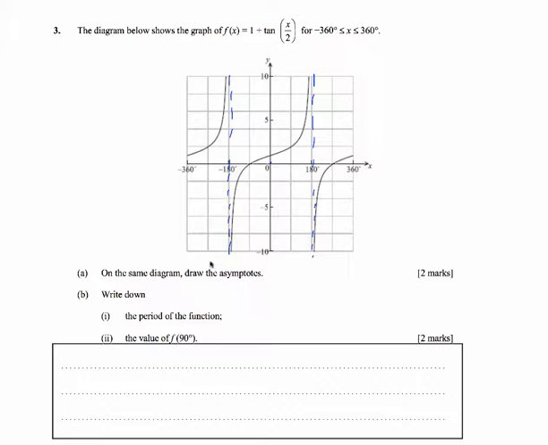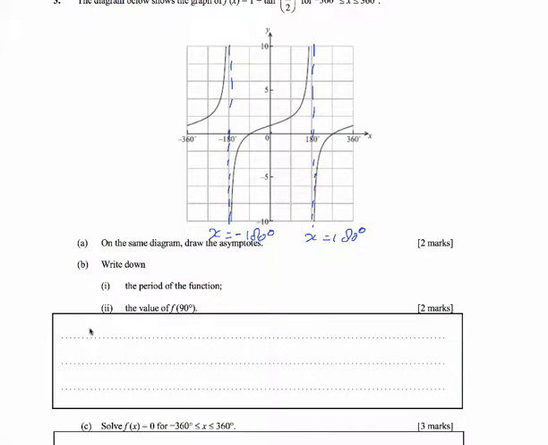I want to make sure that they understand what I'm talking about. So sometimes they ask for equations, so let me give the equations as well. It doesn't really ask for it, but you never know. Better be safe than sorry. Okay, good. Write down the period of the function. Well, I already said that, didn't I?